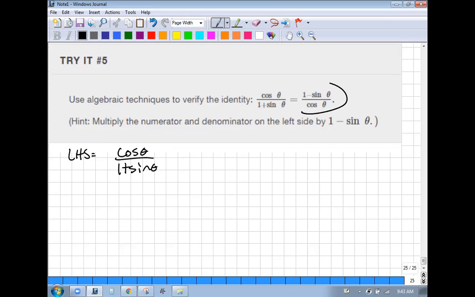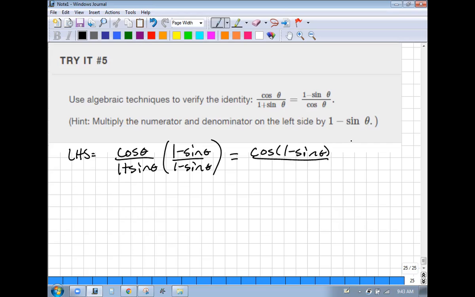But what we do see is over here, they have a 1 minus sine theta on the top. So let's give it a 1 minus sine theta on the top. And we can't just do the top unless we do the bottom. This is the number 1. So I saw this and said, well, it's not over here, so let's put it there. So I have cosine times 1 minus sine theta, right? So this has 1 minus sine theta. We have 1 minus sine theta.